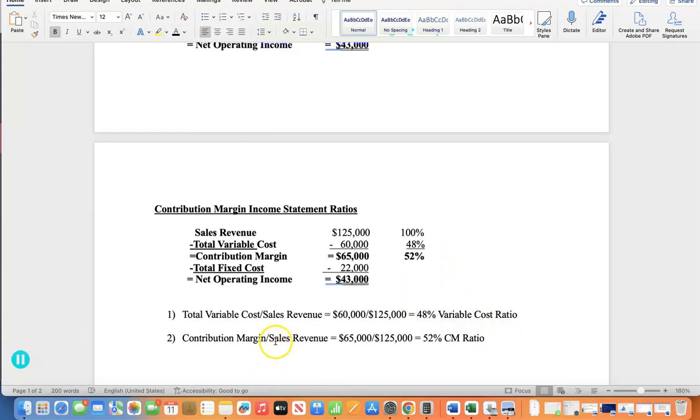For the contribution margin ratio, we'll take the contribution margin of $65,000, divide it by the sales revenue of $125,000. That gives you 0.52. Move the decimal 2 places to the right, and that is 52%, our contribution margin ratio. If you notice here, the contribution margin ratio plus the total variable cost ratio should equal 100%. If it doesn't, go back and check your numbers. There could be a rounding issue, but in this case, 52 plus 48 does equal 100%.